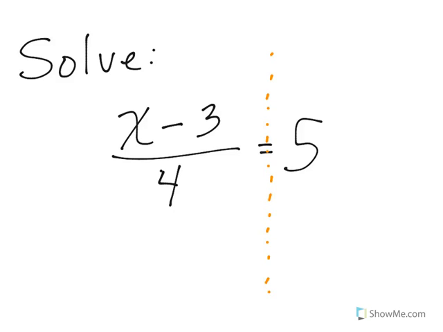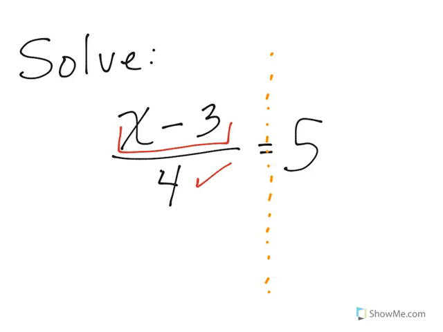So when you're trying to get the x, or the variable by itself, whatever is most closely touching the x is the last thing you're going to do. So in this case, x minus 3, that's connected. So that minus 3 is the most closely connected to the x. That's the last thing we're going to do.